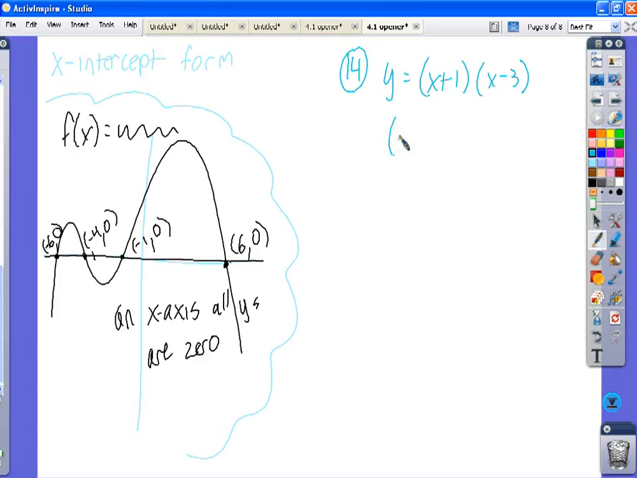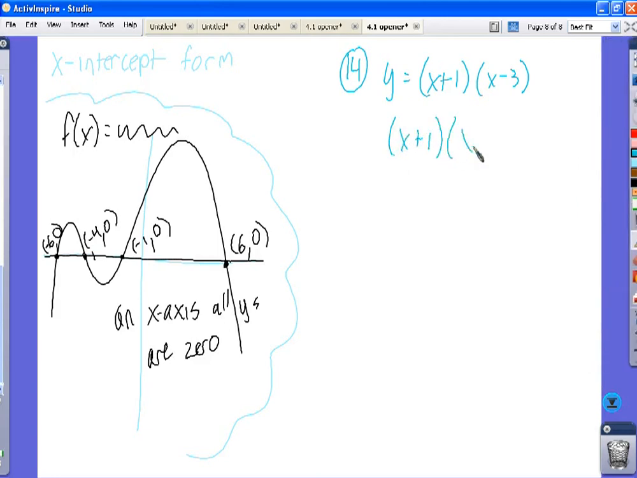Okay? So if we wanted to put something into this function and get 0, can you quickly see what you'd have to put in to make the whole thing equal to 0? Yes. What? -1 and 3 will both do this. Right? It has 2 zeros, it has 2 x-intercepts.